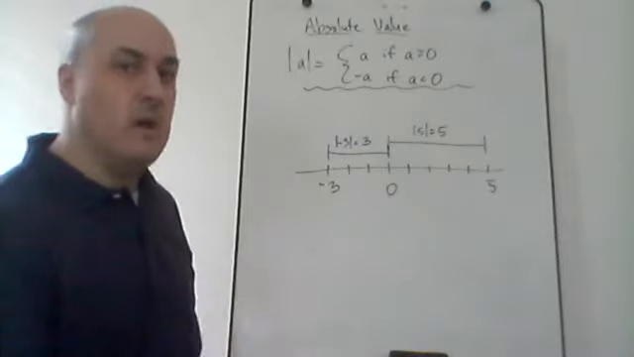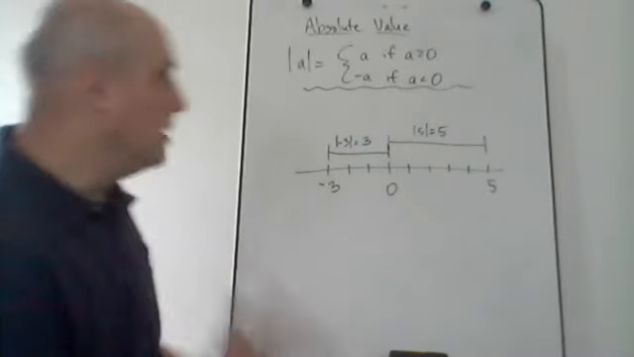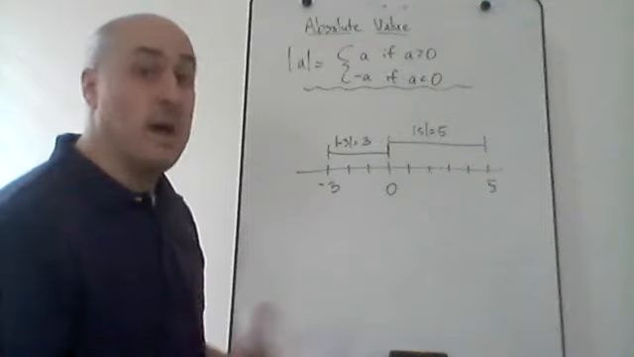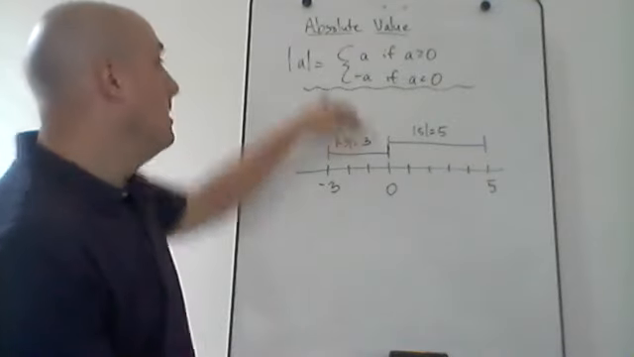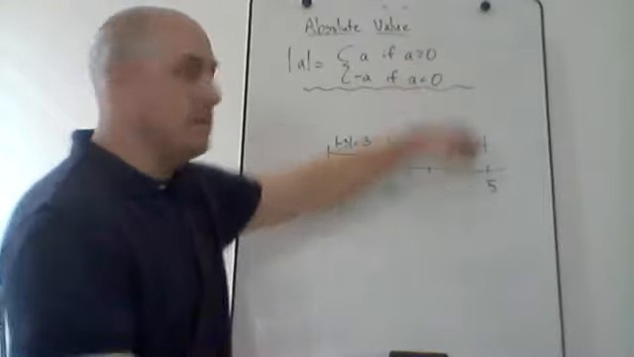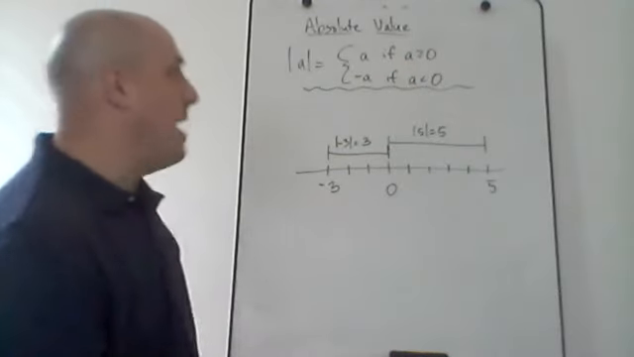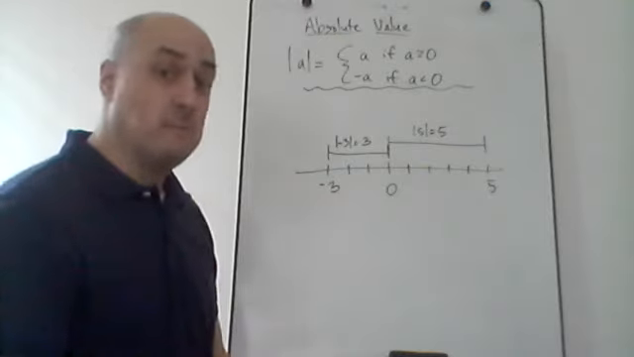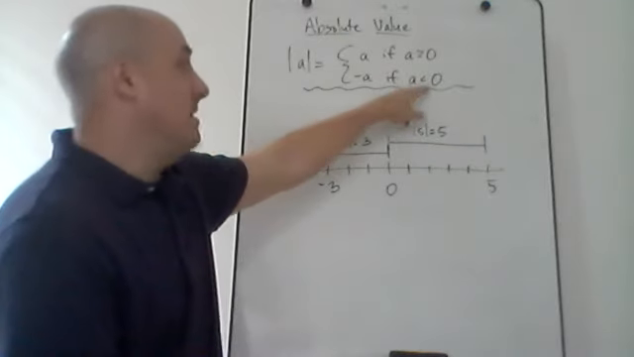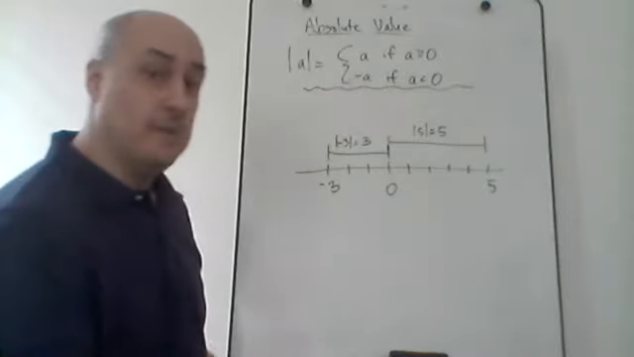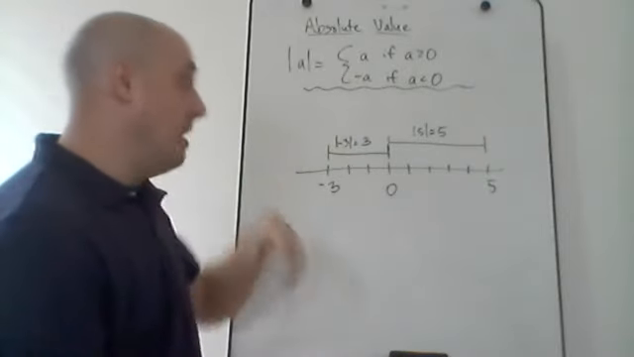The definition for absolute value is: the absolute value of a equals, and then there are two different things depending on what type of number or quantity a is. This is what we refer to as a piecewise defined definition. The absolute value of a is equal to a if a is greater than or equal to 0. So if a is a positive number or 0, the absolute value of a just equals the same number. If a is less than 0, then the absolute value of a equals negative a, the opposite of a.